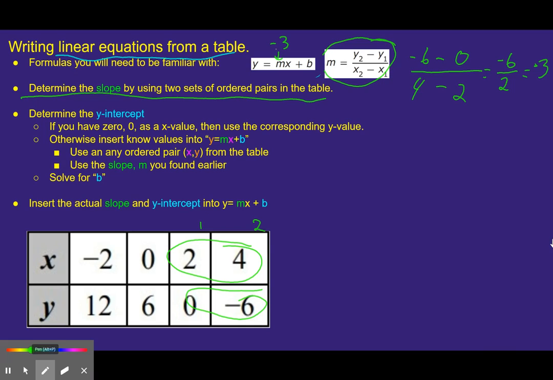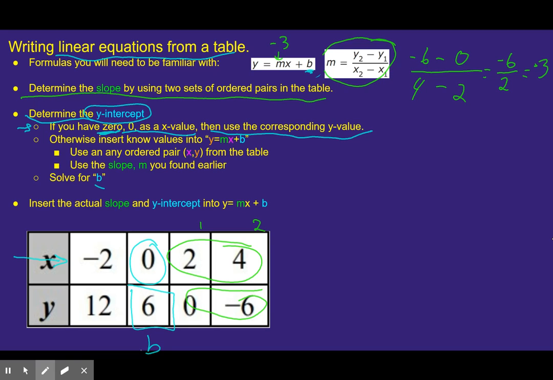All right, the second part deals with determining the y-intercept. That's the b in my equation here. Now, you basically have two options here. If you have a zero as an x value, then you're done. Then you already know what b is. So looking at our x values, that's everything in this row. There's my 0, and boom, you've got your y-intercept.